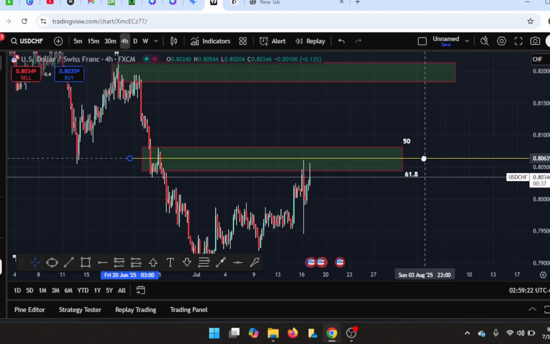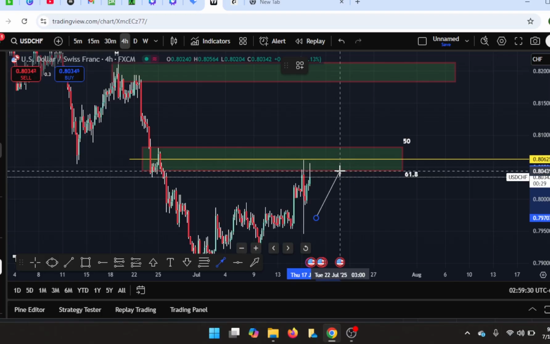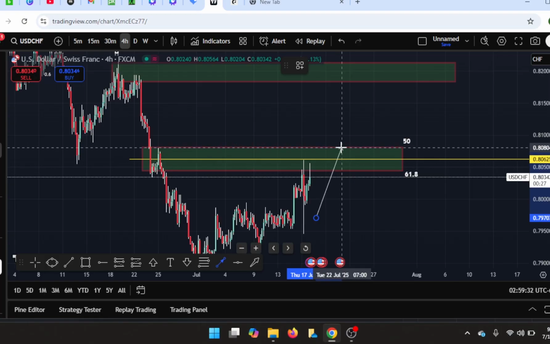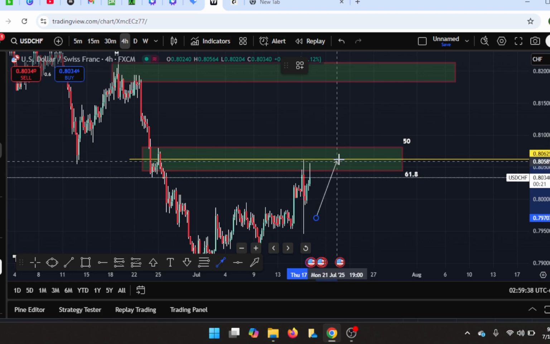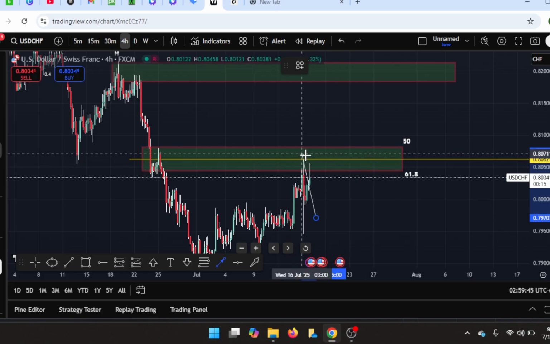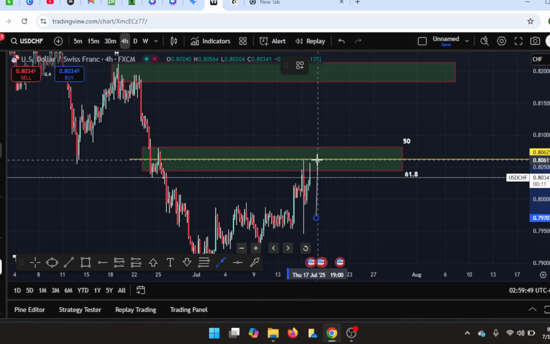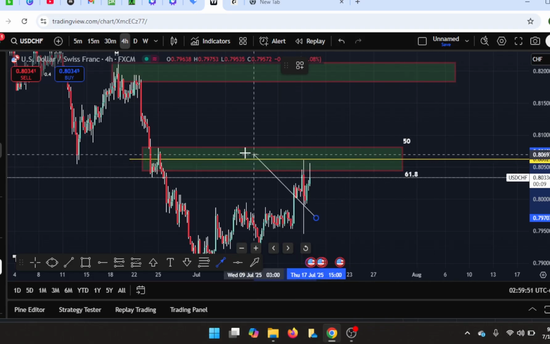What I do, I'll make sure that from this place to this place is equal as from this place to this place. That means from here to here is equal as from this center point to the 61.8%. Actually, I take my entries in between 50% and 61.8%. So I divide it into two equal parts so that I will have a good, proper entry.